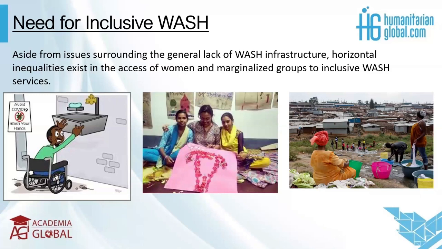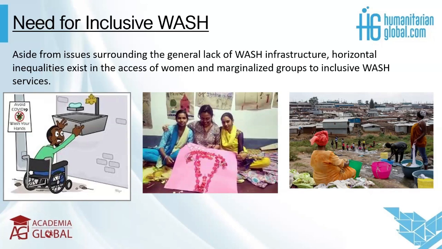Unsafe hand hygiene alone is responsible for 394,000 deaths from diarrhea. In particular, 70% of households in sub-Saharan Africa lacked access to safely managed drinking water, sanitation, and hygiene services. So aside from issues surrounding the general lack of WASH infrastructure, horizontal inequalities exist in the access of women and marginalized groups to inclusive WASH services.